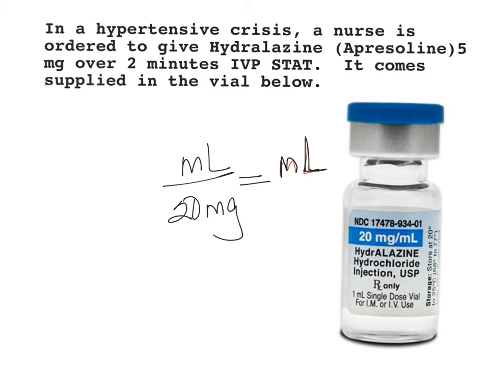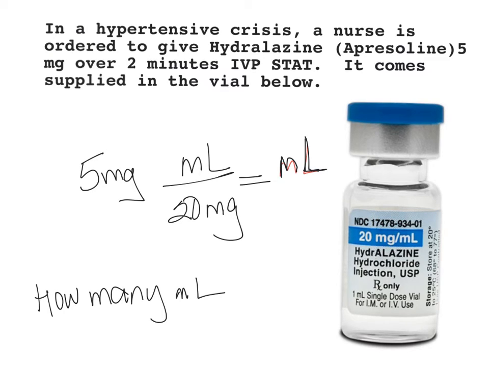Okay, our dose is 5 milligrams. We want to know how many mL to give. Okay, so your milligrams cancel, they're unimportant. The 2 minutes, by the way, is not important for the purposes of dosage calc. It will be important in a minute after you draw it up and you're standing at the bedside. But for right now, we just want to know how much did we draw into this syringe.